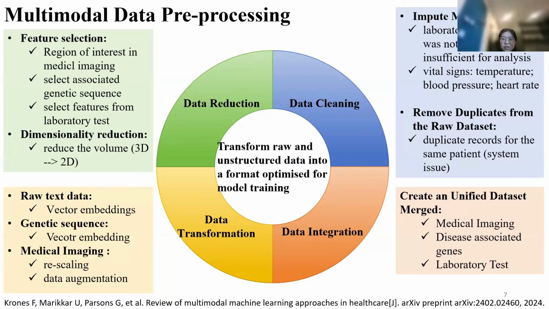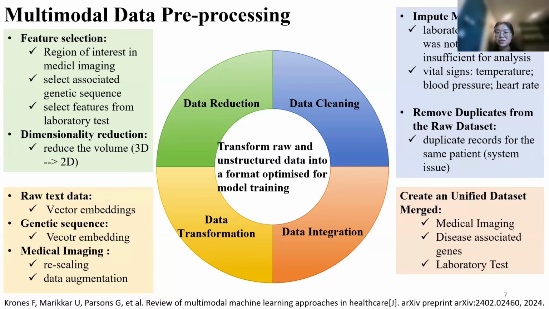In the first step, we could do data cleaning. What does data cleaning help us to do? First, we could impute missing values, and second, we could remove duplicates from the raw data. You might want to know why missing values occur. For example, in a laboratory test, the test was not ordered, or sometimes the sample is not sufficient for analysis. So we need to impute the missing data.